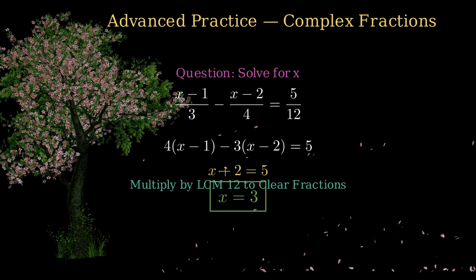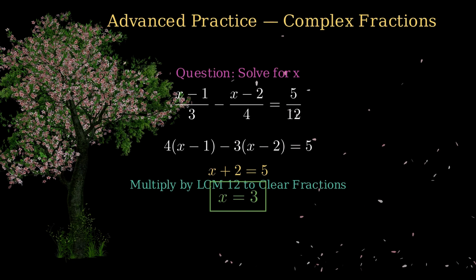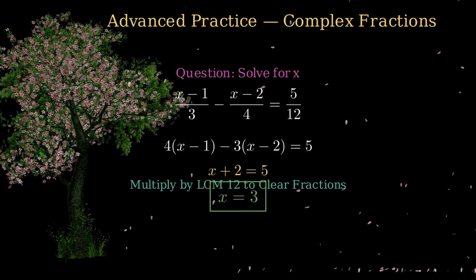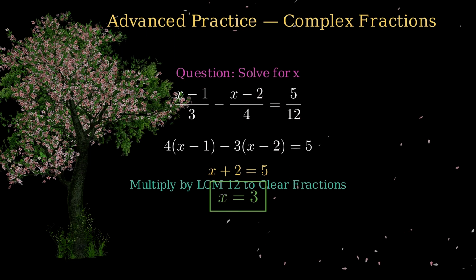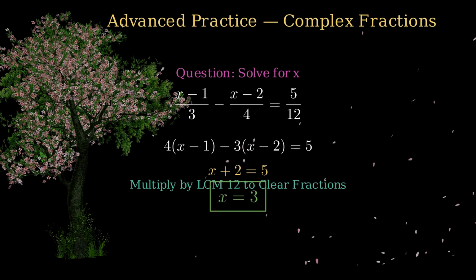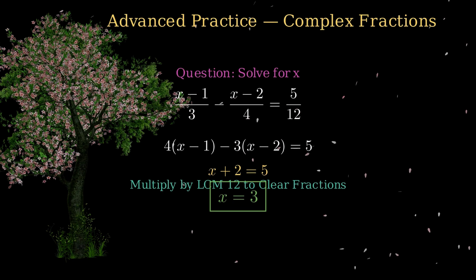This leaves us with 4 times the quantity (x − 1) minus 3 times the quantity (x − 2) equals 5. After opening the brackets carefully using the distributive property, we group the terms step by step and successfully find that our final answer is x equals 3.